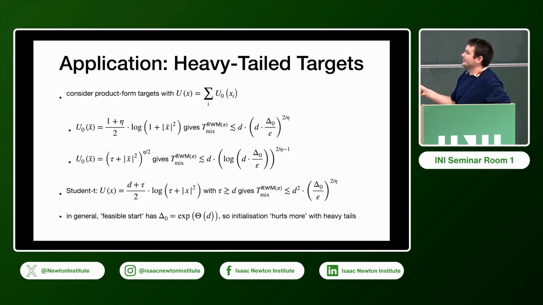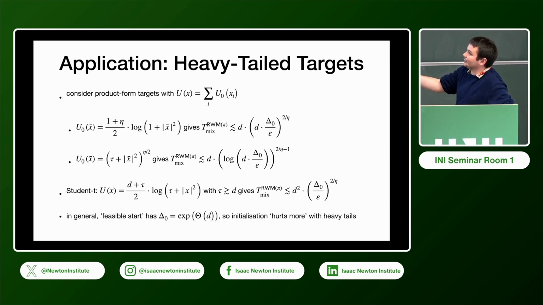Then I get a mixing time that scales like the dimension times this additional factor raised to the 2 over eta. You see that when the tails become lighter and lighter as eta grows, the effect of this term diminishes quite a bit. But it's a bit problematic in some ways that, in general, the ways you can feasibly initialize a distribution will have this delta naught being exponential with the dimension, more or less.